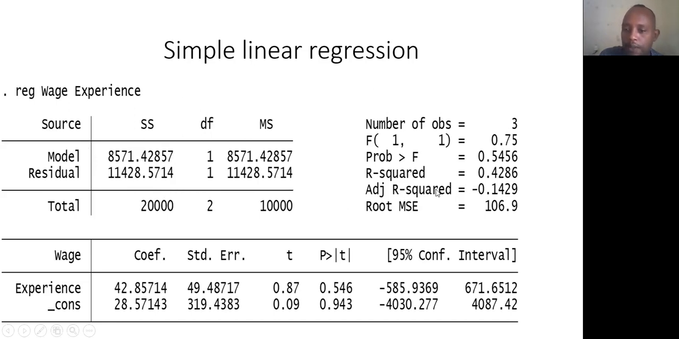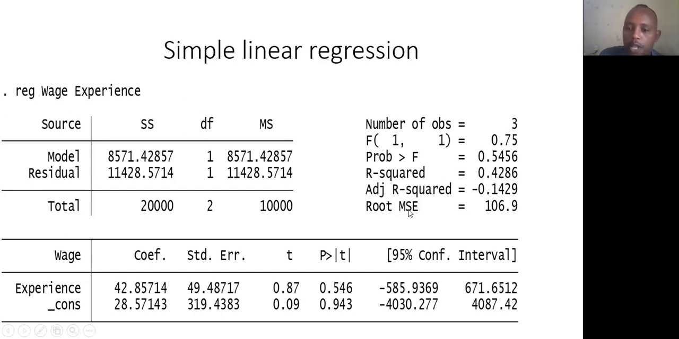This adjusted R squared captures the effect of the bigness of R squared. When we simply add meaningless variables, the size of R squared increases. But adjusted R squared captures the significance of such variables to the model.